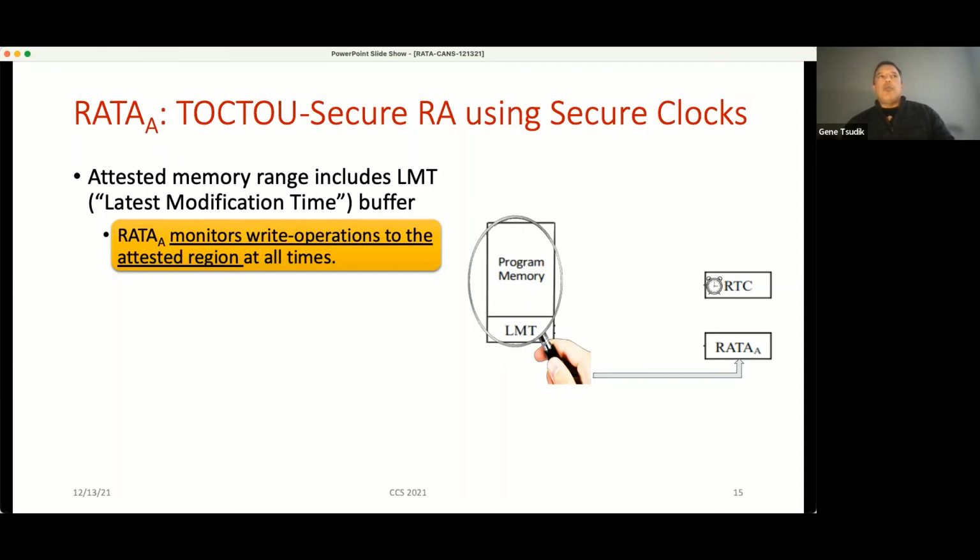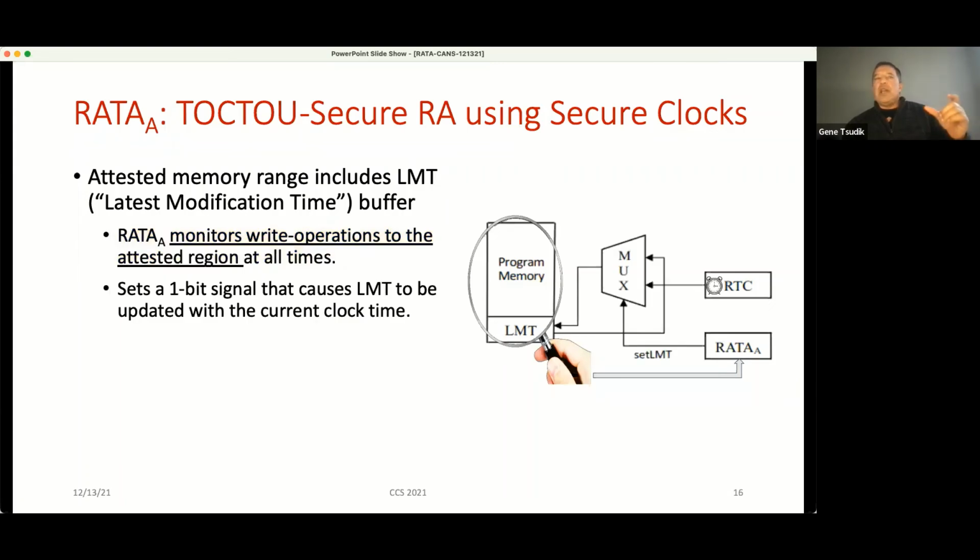So the point of RATA A is to monitor all write operations to that memory region. Whenever a write operation occurs, RATA does not ask whether it is a legitimate write operation, or who is doing it. It doesn't ask these questions. It merely says, whenever there is any kind of write, it sets a 1-bit signal in hardware that causes this LMT field to be updated with the current clock. As soon as it detects a write anywhere in the attested memory region, a clock read is triggered and the clock value is copied into this LMT.